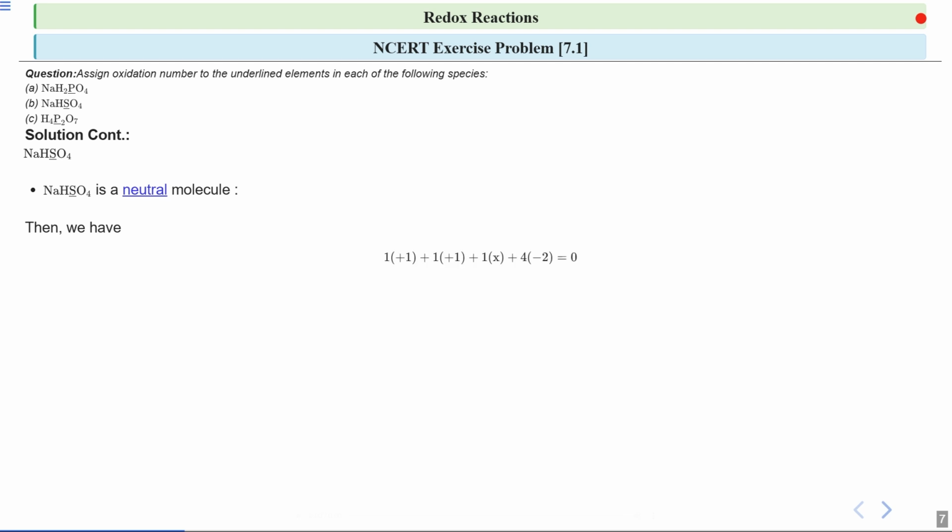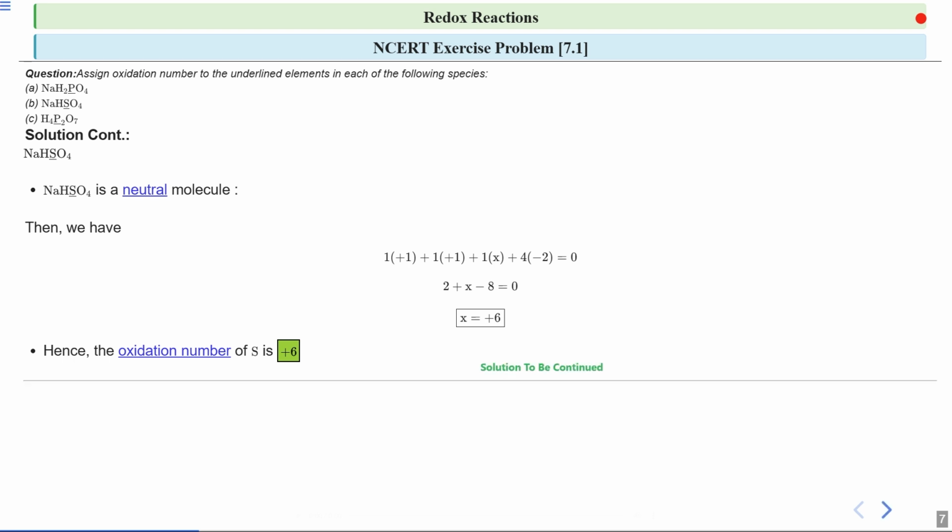Now if you write it for sodium, since one sodium is present, it is 1 into +1. For hydrogen, 1 into +1. For sulfur, it is 1 into X, and for oxygen, it is -2 into 4. Multiplying, 1 into +1 gives 1, and 1 into +1 again 1, so 1 + 1 is 2. Then 1 into X gives X, and 4 into -2 gives -8. We will bring the variable and the constants on different sides. So X will be equal to +6. Therefore, the oxidation state of sulfur is +6. Moving on to the next question.